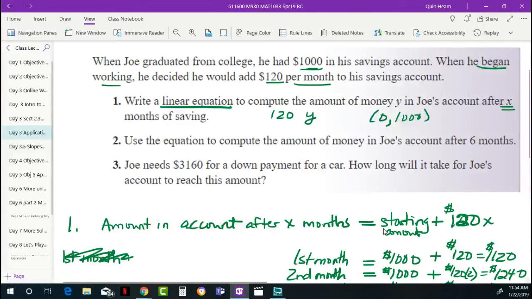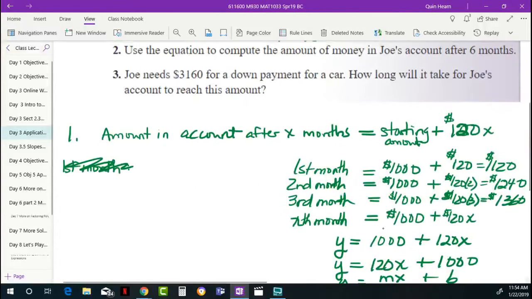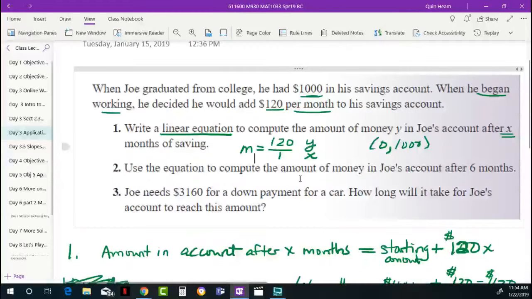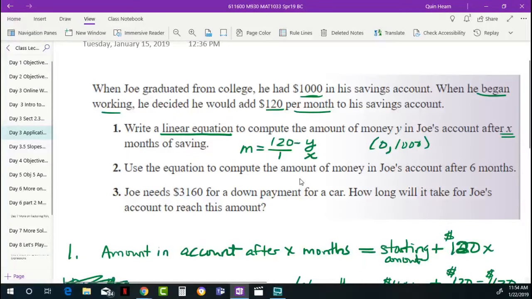$120 is the y value. It's increasing by 120. And the x value, the number of months, is increasing by 1. So your slope is 120 over 1, or just 120. So that, oh, sorry. So another way you could think about this problem is the slope m is 120 and b is 1,000, and you would still get y equals 120x plus 1,000.